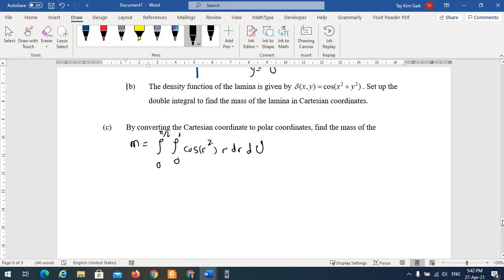Okay. So this one, this is cos r squared times r, from 0 to pi over 2. Exactly, we have r cos r squared dr d theta. And then, if you don't know how to integrate, in this case you can use your calculator because the limit here is constant. The limit is constant.